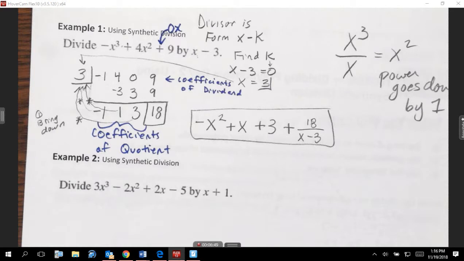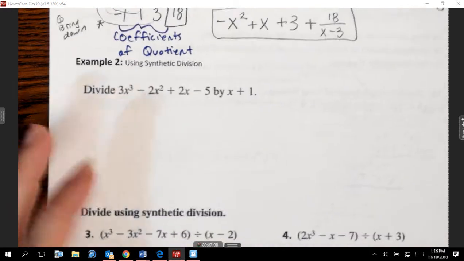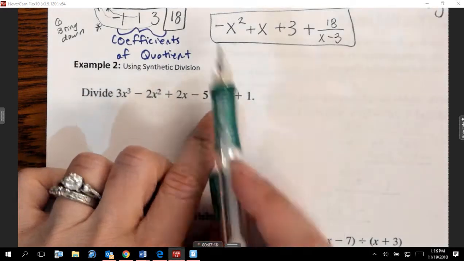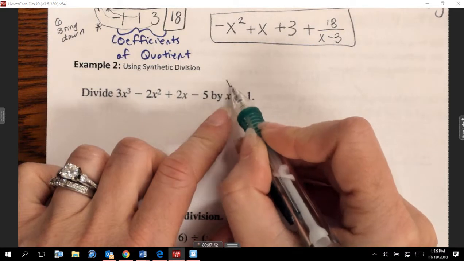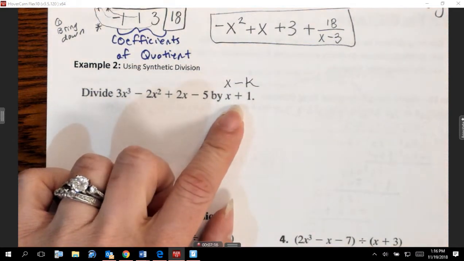Okay. Questions before we do it again? Let's do it again. Example 2, same stuff. First thing we have to do is make sure that you can use synthetic division. It's on the notes for synthetic division, so yes we can, but let's see why. You look here, and this has to be in the form of x minus k. Is it in that form? No. Why not?